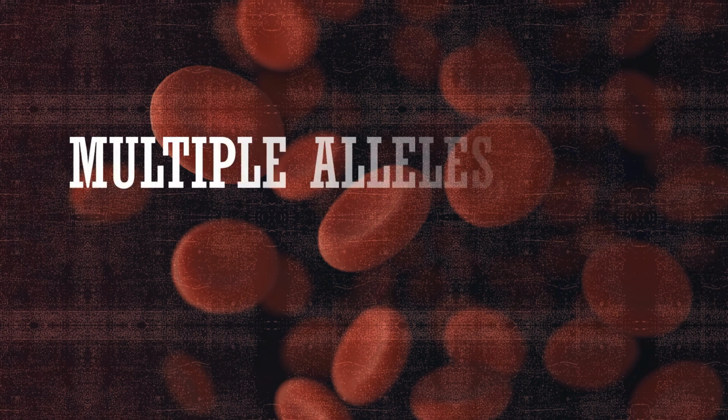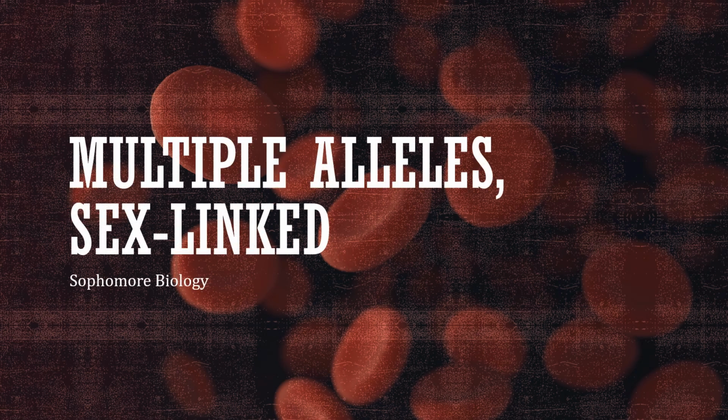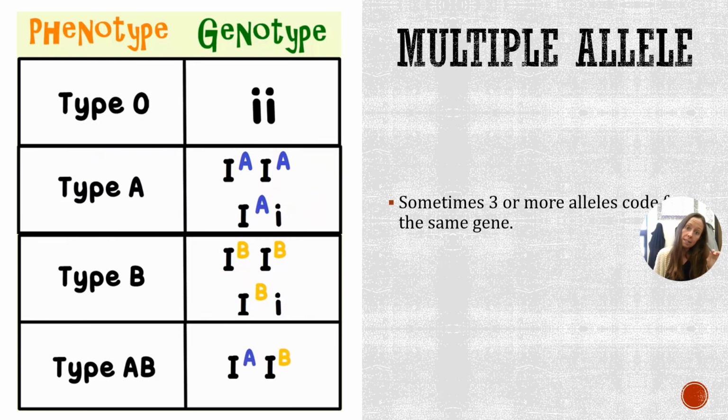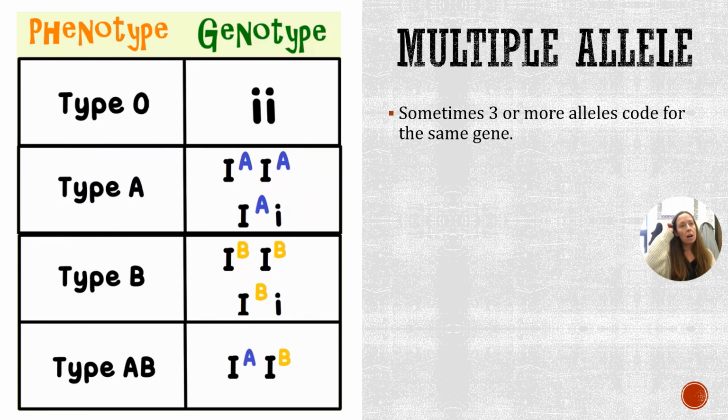Welcome to our next lecture on multiple alleles and sex-linked traits. All right, so let's quickly review multiple alleles, or start with multiple alleles, depending on what year you're watching this. Multiple alleles are the fact that sometimes some genes have more than two alleles to code for the gene. Sometimes they have three or more.